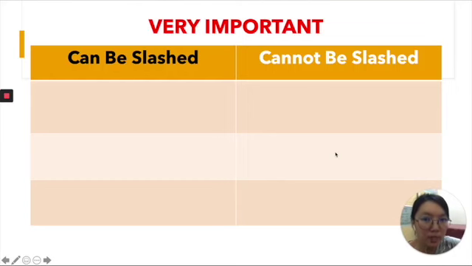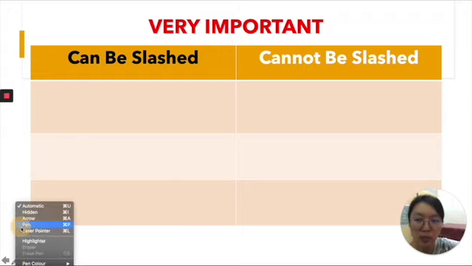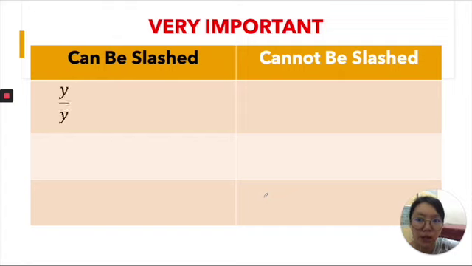This is the most important thing. Listen carefully. What can be slashed and what cannot be slashed? I will be showing you in a while. We know this. If I have top and bottom, they are the same alphabet, then I can just slash them off. It becomes 1 divided by 1, and it is 1.